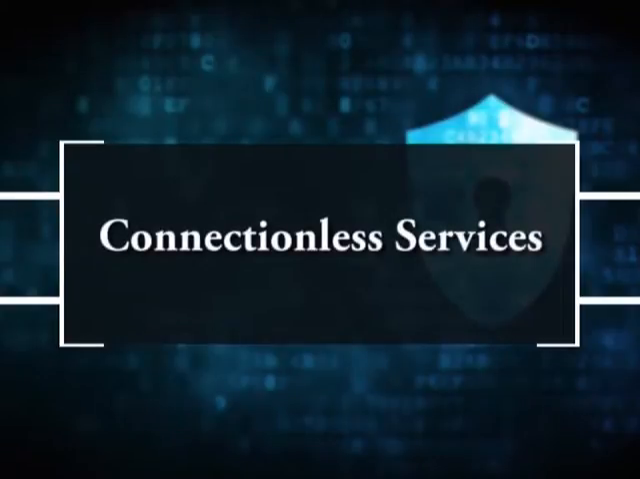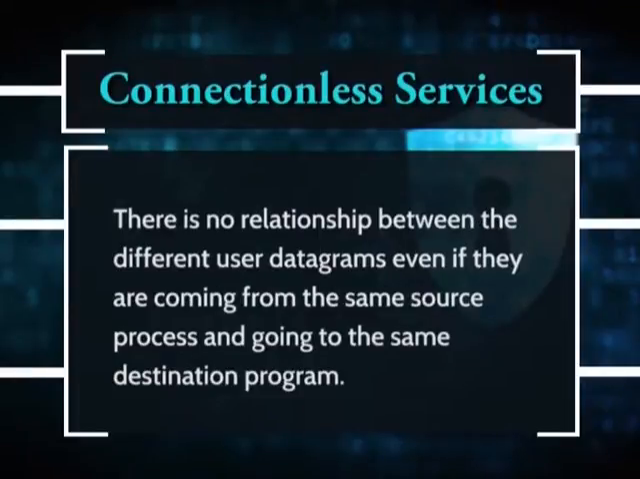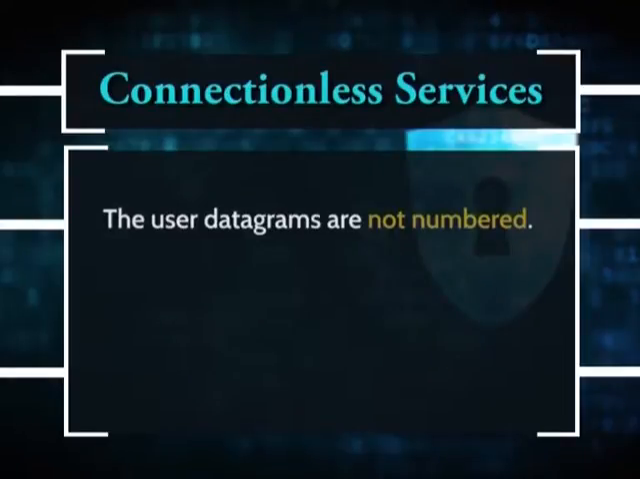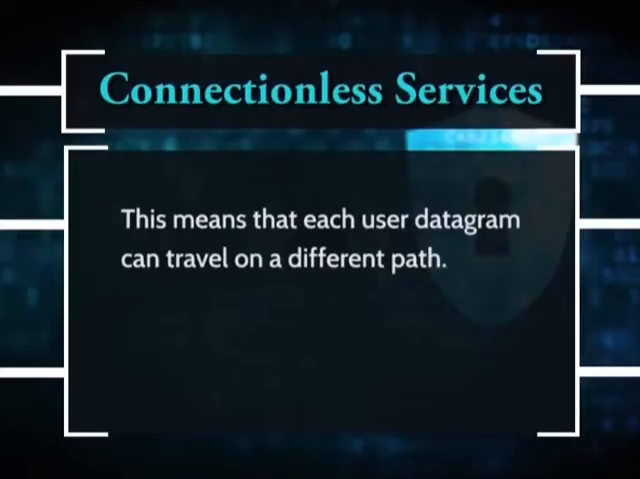Next service is connectionless service. UDP provides a connectionless service. This means that each user datagram sent by UDP is an independent datagram. There is no relationship between the different user datagrams even if they are coming from the same source process and going to the same destination program. The user datagrams are not numbered. Also, there is no connection establishment and no connection termination as is the case of TCP. This means that each user datagram can travel on a different path.